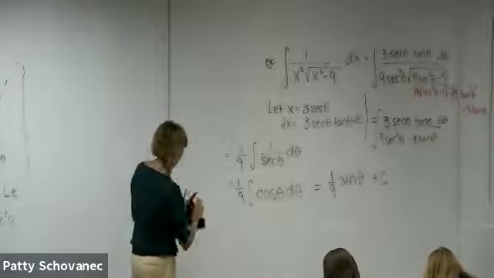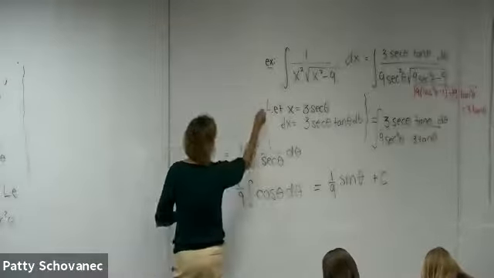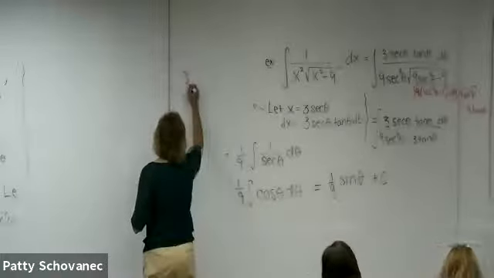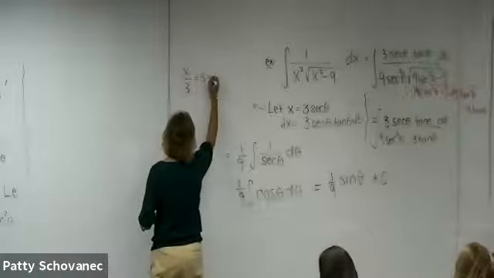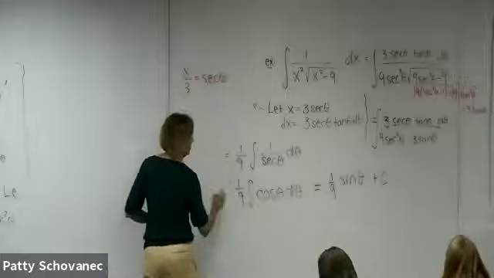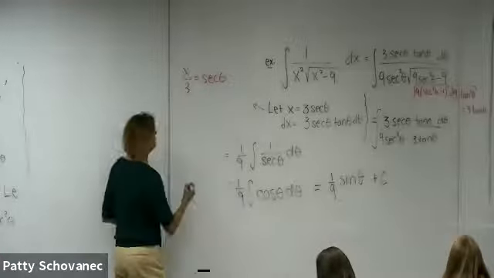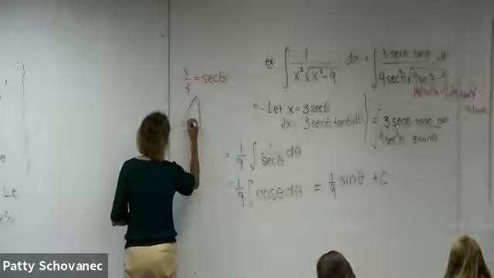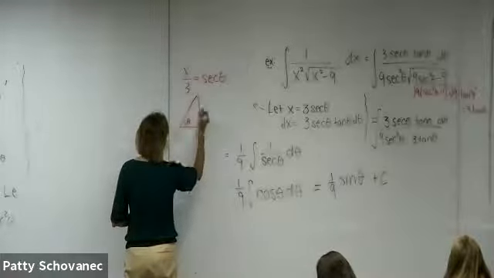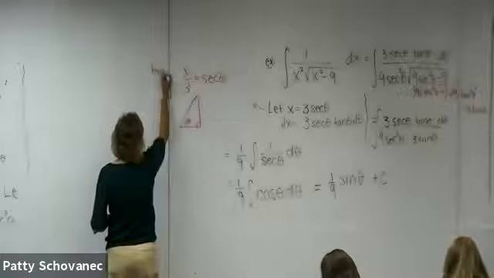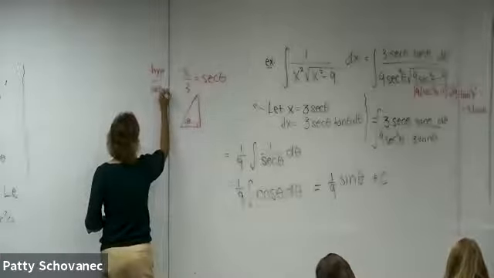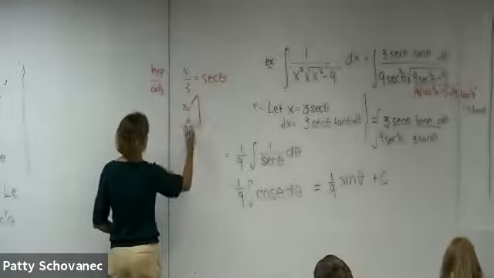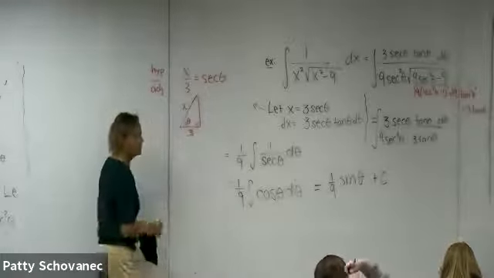Okay, so I'm going right back here. That says x over 3 is equal to the secant of theta. And we want to be able to get the sine of theta, so let's go ahead and draw the triangle. Secant is hypotenuse over adjacent. So I can replace the hypotenuse with x, the adjacent with 3.